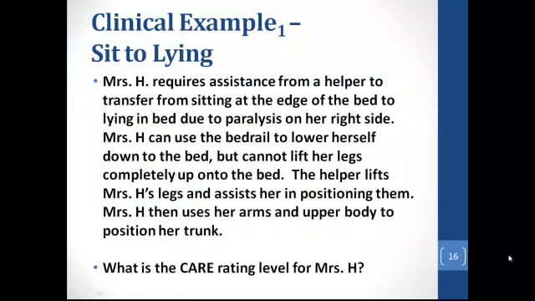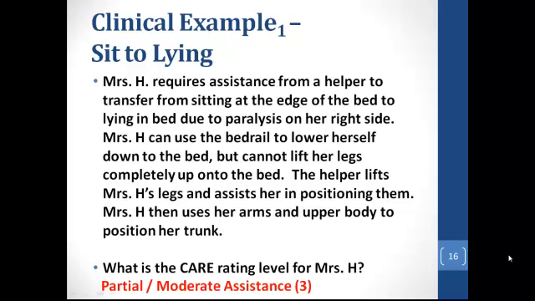Let's look at example 1. Mrs. H requires assistance from a helper to transfer from sitting at the edge of the bed to lying in bed due to paralysis on her right side. Mrs. H can use the bed rail to lower herself down to the bed, but cannot lift her legs completely up onto the bed. The helper lifts Mrs. H's legs and assists her in positioning them. Mrs. H then uses her arms and upper body to position her trunk. So what is the care rating level for Mrs. H?